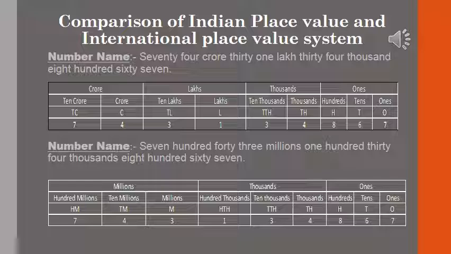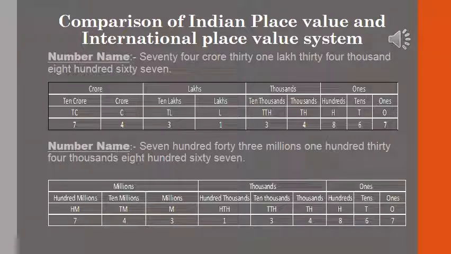And if you talk about the international system, you can see the same number I have written in the international system. 74, that is 7, 4 and 3. Now 3 will come in million place. So million period, the number will become 743. That will be in million. And then if you talk about thousand, it will be 134. That will be in thousand period. And if you talk about ones, it will become 867. That is in ones period. That is same. Ones period is same in both the systems.